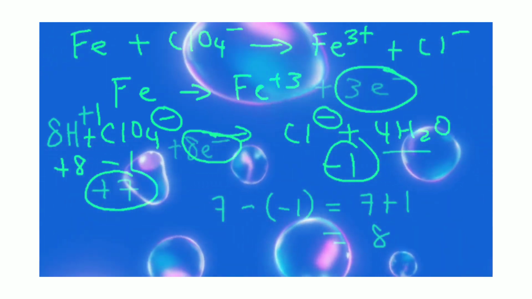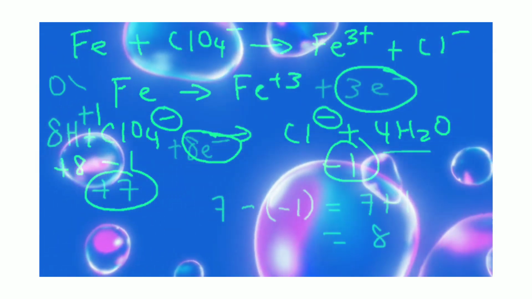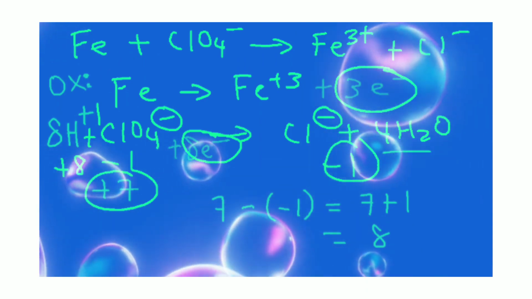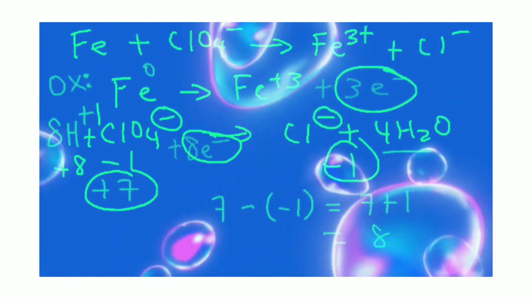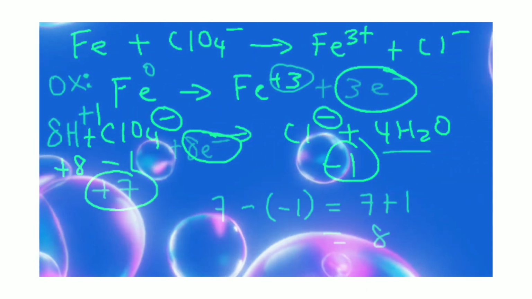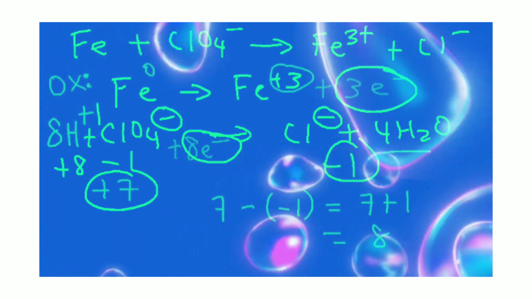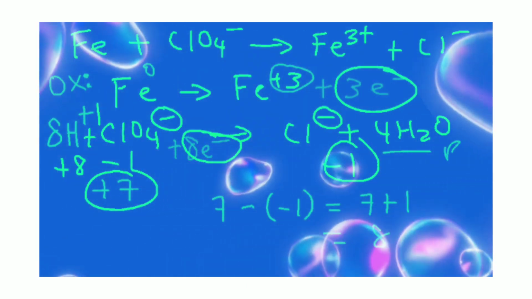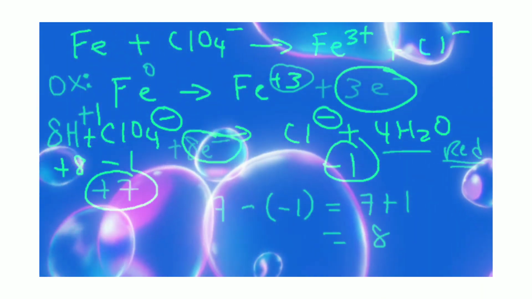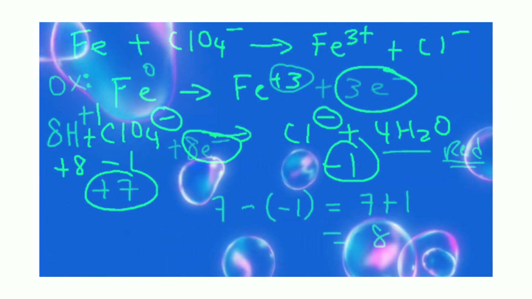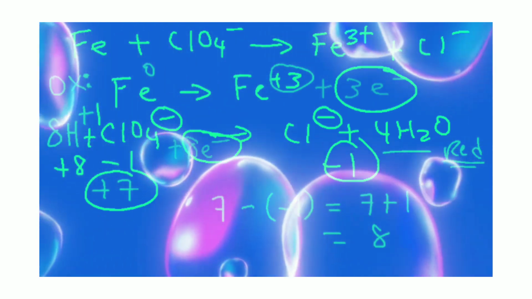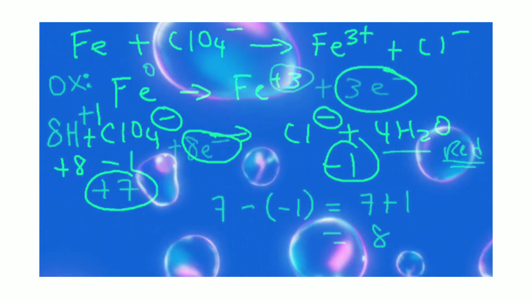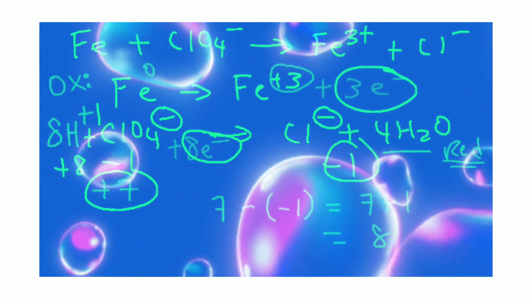Whenever the electrons are on the right side, the reaction is oxidation. You have an increase in oxidation state from 0 to +3, and you can see that iron is losing 3 electrons because it's on the right side. Whenever the electrons are on the left side, you have a reduction half reaction because it involves a gain of electrons. And notice that the oxidation state of chlorine decreases from 7 to -1, so it's a reductive process.